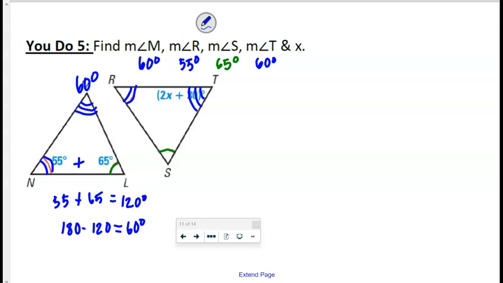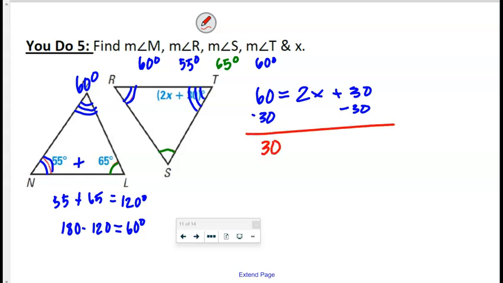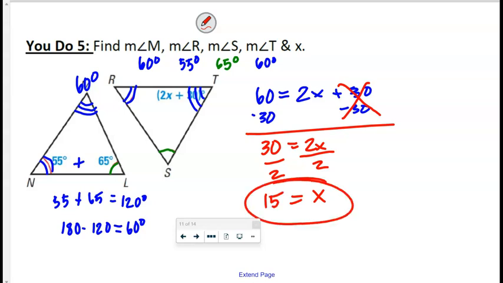And then it asks what x is. So we're going to say 60 is equal to 2x plus 30. We're going to subtract 30 from both sides. So that's going to be 30, right? 30 equals, this is now gone, 2x, divide both sides by 2, and x is equal to 15. There we go.